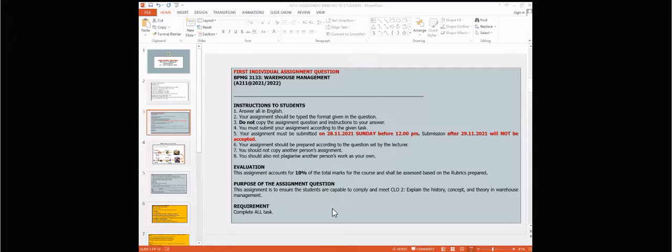Right, so how it should be. You need to choose one company in a group. Get the overview of the company. You write down the background or the location, what are their main services, who are their main customer. Elaborate on their inbound activity, how they do receiving, how they come up with their quality control, how they do their put away, and what kind of storage activities they are dealing with.